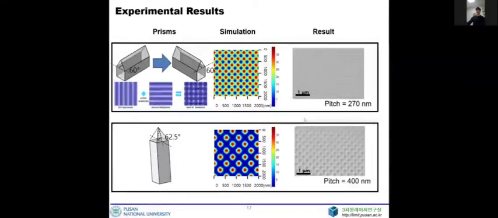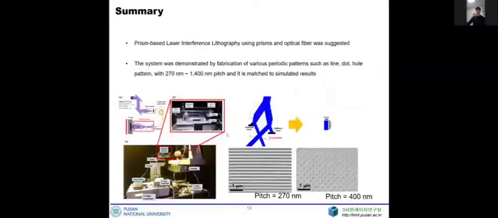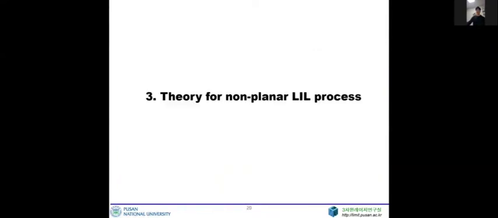That pattern and hole patterns were also successfully fabricated by this prism-based LIL process. Next, I tried the same procedure with a linear stage for demonstration of a continuous process, and there was no big difference from the previous result. In summary, prism-based LIL was suggested and demonstrated by fabrication of various patterns such as line, dot, and holes. Next, I applied this prism-based LIL to non-planar fabrication.